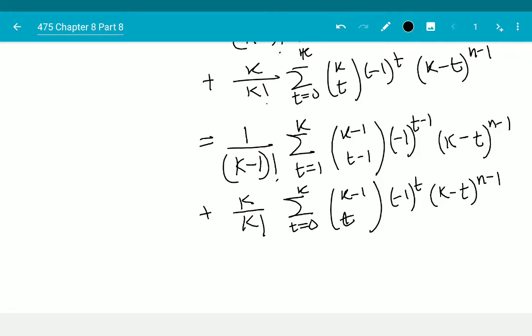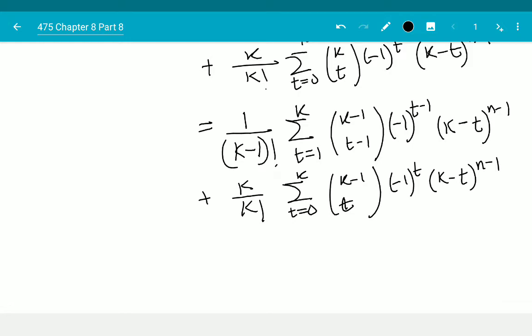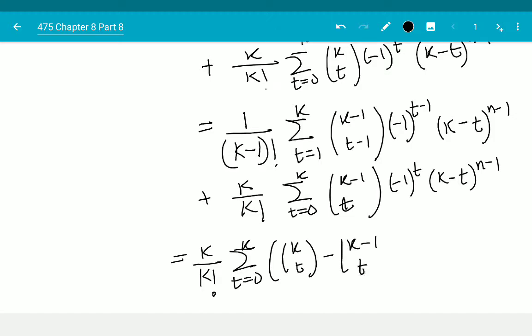Now I have both of these terms as (k - t) to the n minus 1. I am going to pull all of that out. 1 over (k - 1) factorial is exactly equal to k over k factorial. So I'm going to write it as k over k factorial times the summation t = 0 to k of (k choose t) minus (k - 1 choose t - 1), (-1)^t, (k - t)^(n-1).